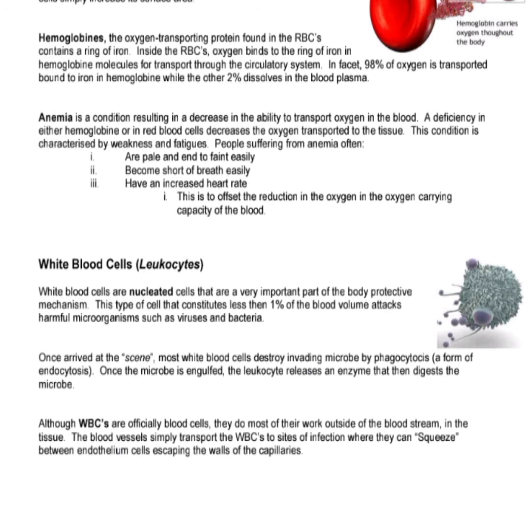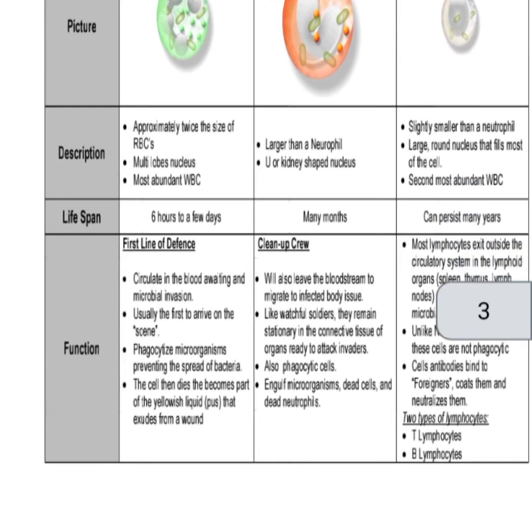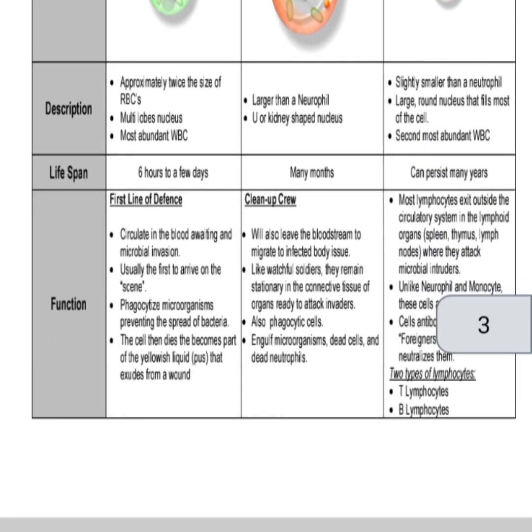Although WBCs are officially blood cells, they do most of their work outside of the bloodstream, in the tissue. The blood vessels simply transport the WBCs to sites of infection where they can squeeze between endothelium cells, escaping the walls of the capillaries. The 3 most numerous leukocytes are neutrophil, monocyte, lymphocyte.